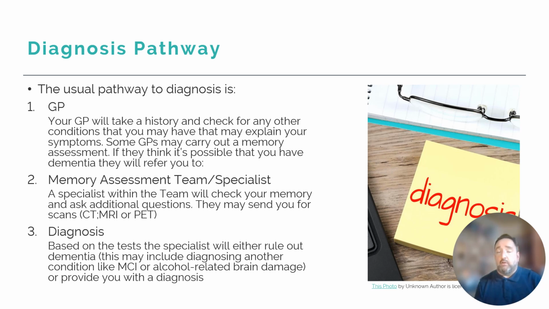And the third stage is about diagnosis. Based on all those tests that the specialist has done, they will either rule out dementia, and this may include diagnosing another condition like mild cognitive impairment, MCI, or alcohol-related brain damage. The reason it's important that they rule other things out or give you those diagnoses is that mild cognitive impairment and alcohol-related brain damage are potentially treatable conditions rather than the progressive nature of dementia. There are some mild cognitive impairments that may develop into dementia, but a lot of mild cognitive impairment is actually treatable. Or they will provide you with a diagnosis at that point.